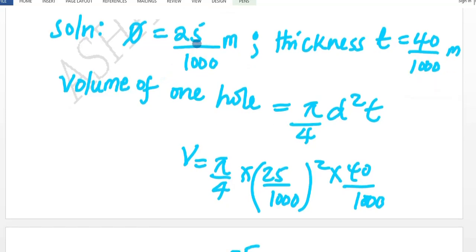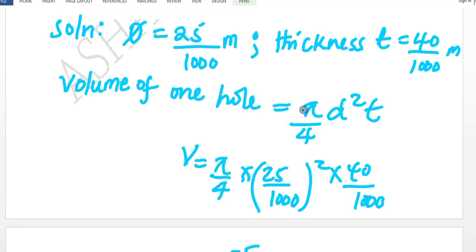Now, the diameter of each hole is 25 out of 1,000 meters. Thickness is 40 millimeters or 40 out of 1,000 meters. Remember, since we are looking at the unbalanced force, this is a centrifugal force that is a product of mass, the square of angular velocity, and radius of rotation. To determine the mass of the steel that has been removed to create that hole, we need to determine the volume, then multiply it by density to get the mass.